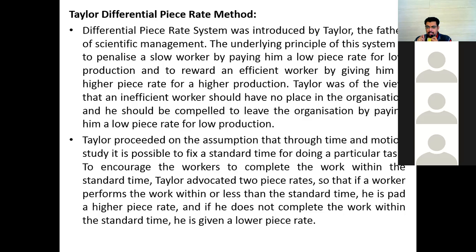So the underlying principle of this system is to penalize a slow worker. Very, very important. By this principle, the system penalizes the slow worker by paying him a low piece rate for low production, and rewards an efficient worker by giving him a higher piece rate for higher production. Taylor was of the view that an inefficient worker should have no place in the organization.